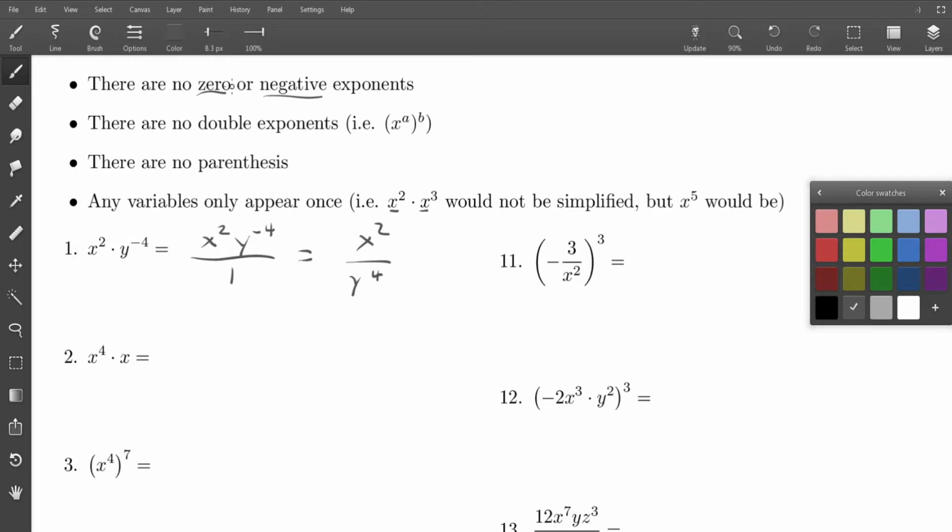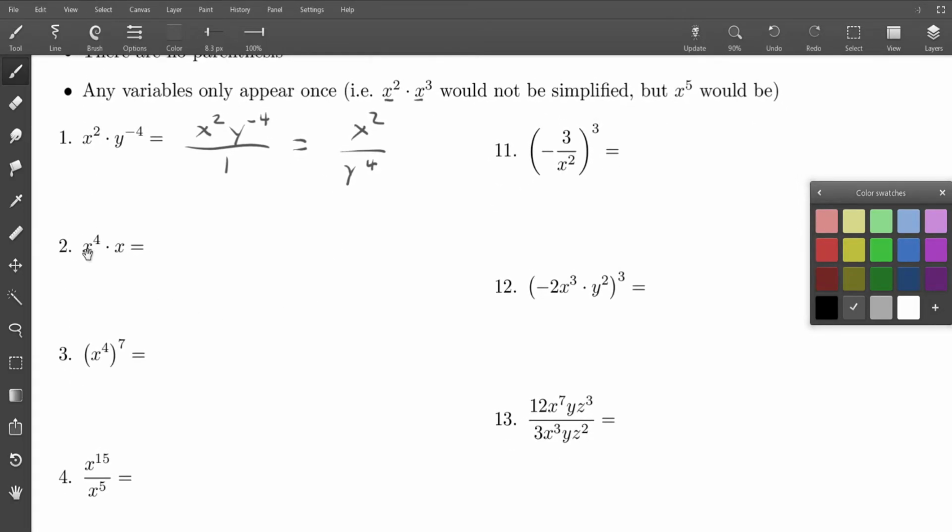Then we look at this here. We look through all the rules. We see that none of the exponents are 0 or negative. There's no double exponents. There's nothing like x to the 2 to the 3 or something like that. There's no parentheses, and x and y both only appear once. So we've simplified the problem.